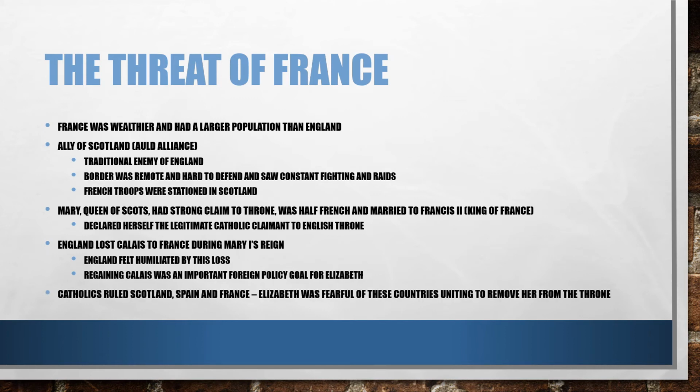The other issue with regards to the threat of France is that the Catholic religion ruled in all of Scotland, Spain, and France. Spain and France were significant powers at this point in time in Europe, whereas Scotland had allied themselves with France. So Elizabeth was very fearful of these countries uniting in order to remove her from the throne, and they would have done so if they did actually unite.